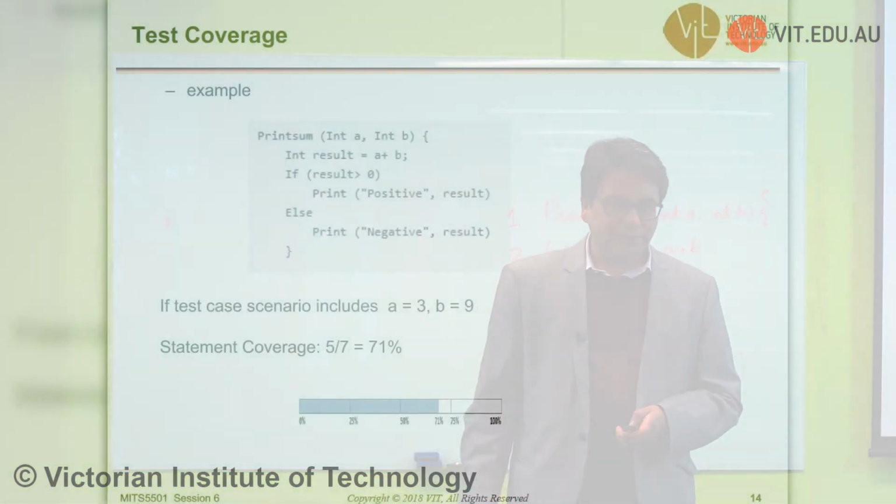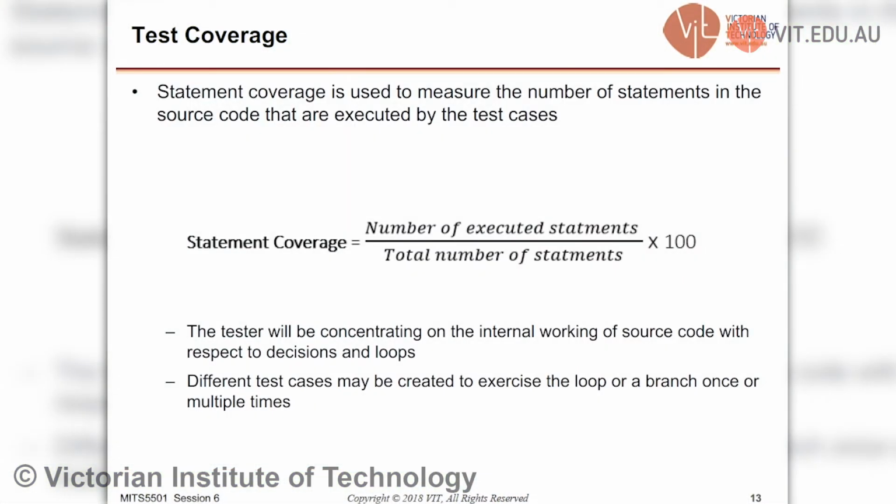Now I'll go back. Number of executed statements over number of total statements. That's how we calculate the percentage, or the statement coverage. How many statements do we have here? 7. Yes, here the curly bracket is a statement. This curly bracket could be a statement on its own if you put it on another line, but here it is just one statement.